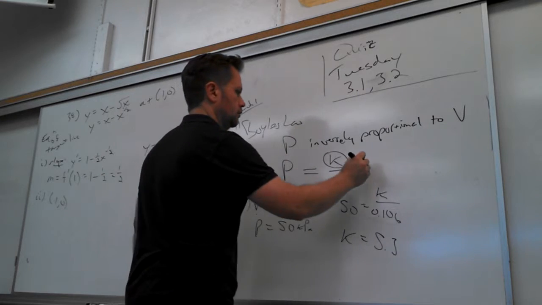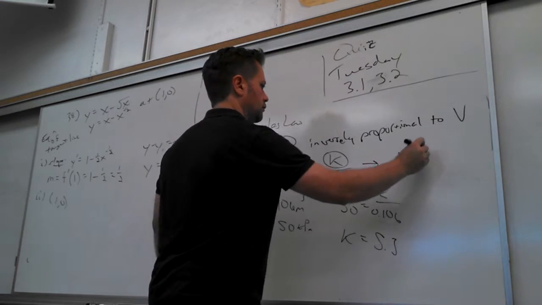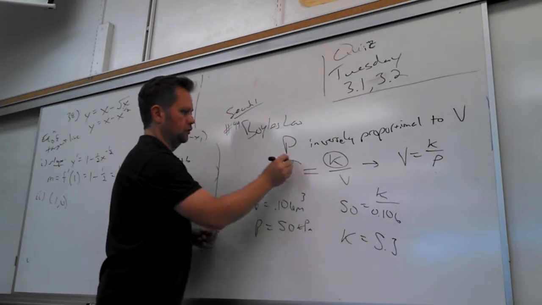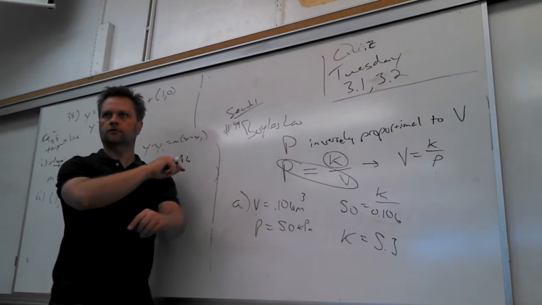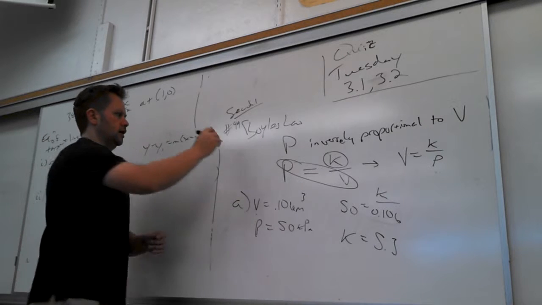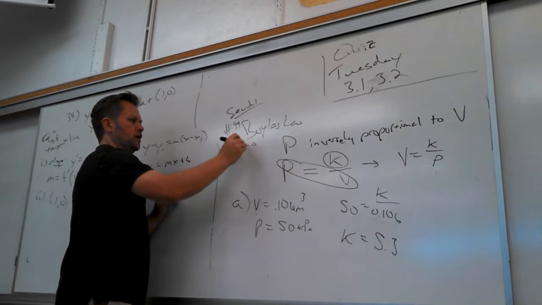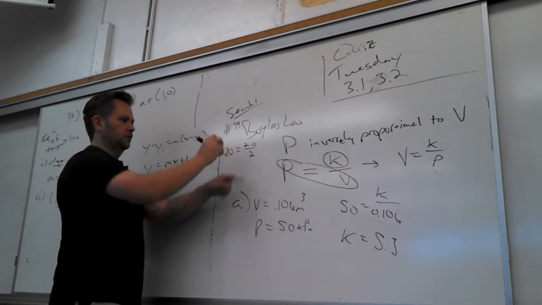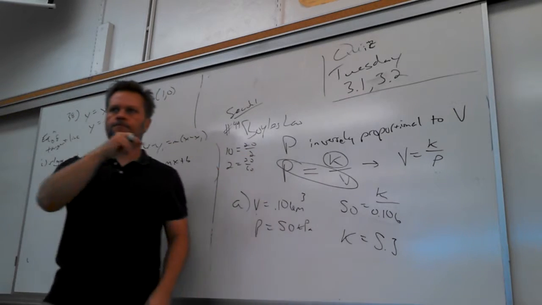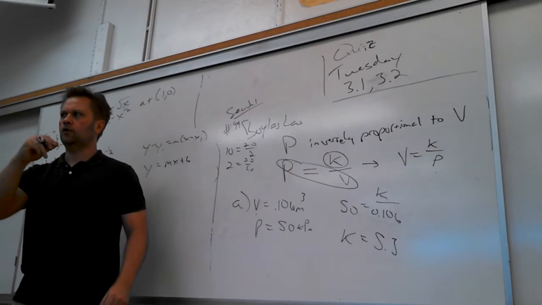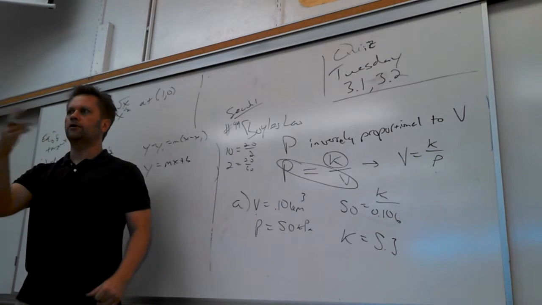So you just multiply. Yeah, so then V equals K over P. That's one of the most beautiful little things about algebra: you can just switch those two. Of course you can, right? 10 equals 20 divided by 2, 2 equals 20 divided by 10. So you can always just switch them. All right, that's part A.